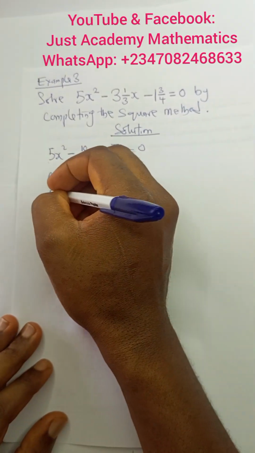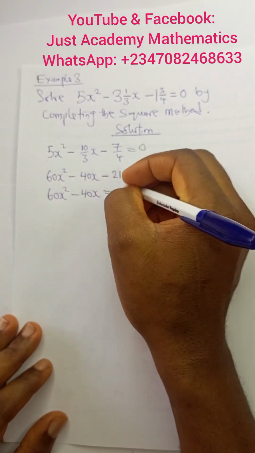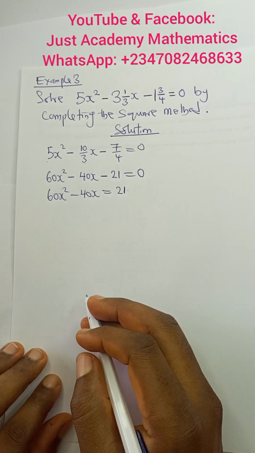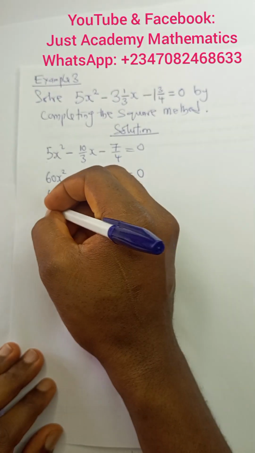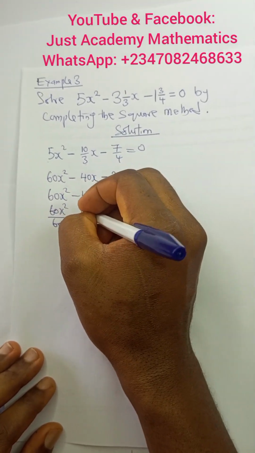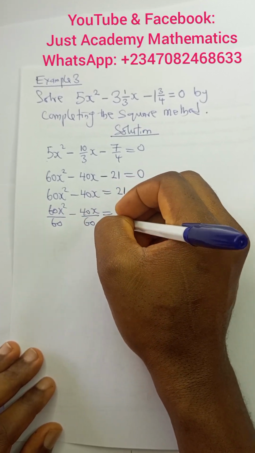So we have that 60x squared minus 40x is equal to what? Positive 21. You move this one to this side. Then what is the next step? You divide through with what? The coefficient of x squared, which is 60. So we have 60x squared over 60 minus 40x over 60 is equal to 21 over 60.